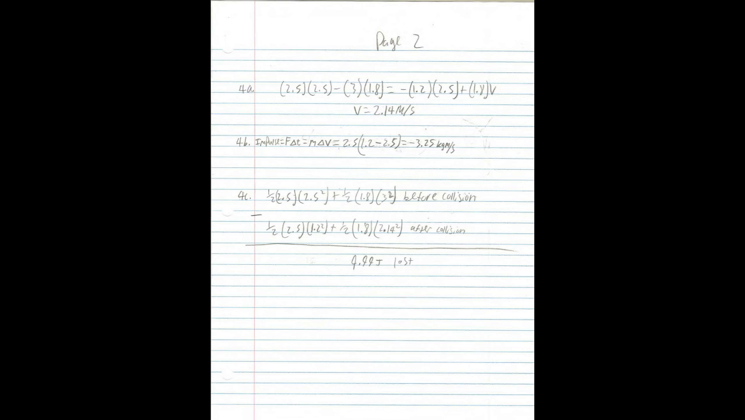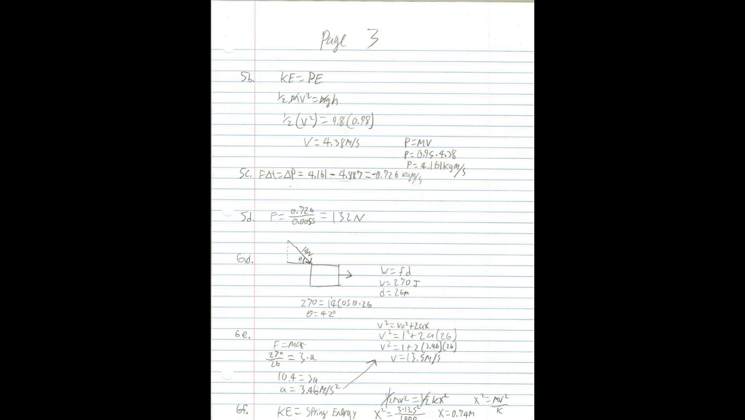C asks how much energy is lost during the collision, and to do that, you sum up the energy before the collision and after, and you subtract it, and you get the difference is 9.99 joules is lost. Number five says a 0.95 kilogram ball is dropped from a height of 1.35 meters. It hits the floor and rebounds up to a height of 0.98 meters.